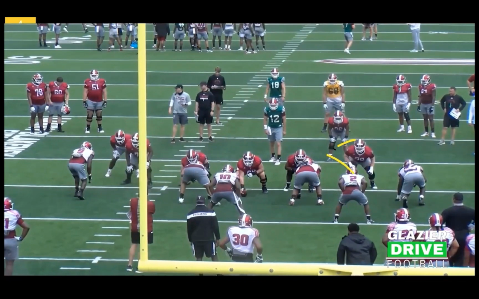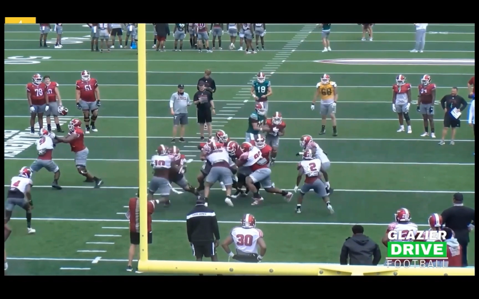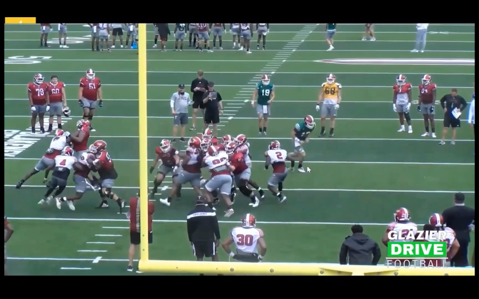Backside tackle steps over the pipe. Your target is the backside armpit, and crush the 3 technique. I don't care about this linebacker if there's still color in the gap. So again, we want to crush that 3 and knock him a little bit more vertical. We got displacement, but we can do better than that.